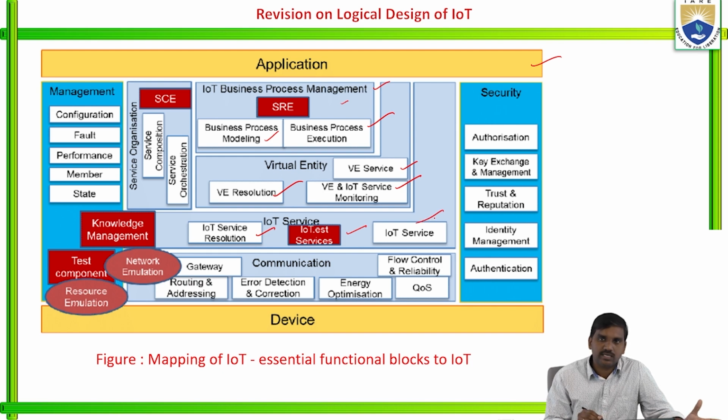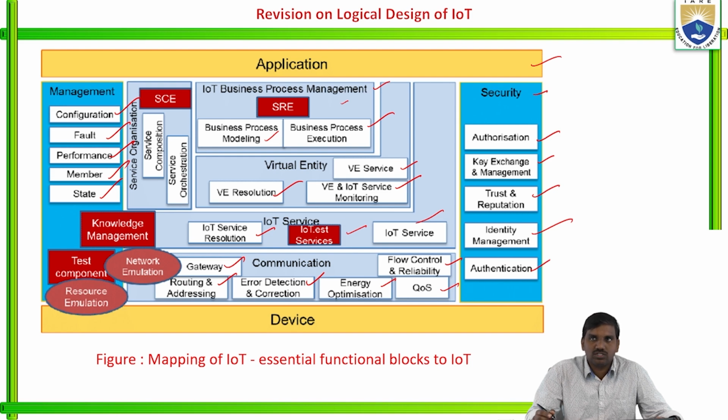The communication. In order to develop the communication, we use gateways, routing and addressing protocols, error detection or correction systems like Hamming code, energy optimization systems, quality of service, flow control and reliability. So these come under the communication part. Then management: configuration, fault tolerance, performance, member and state. So this is the management. Under security: authorization, key exchange management, trust and reputation, identity management and authentication.